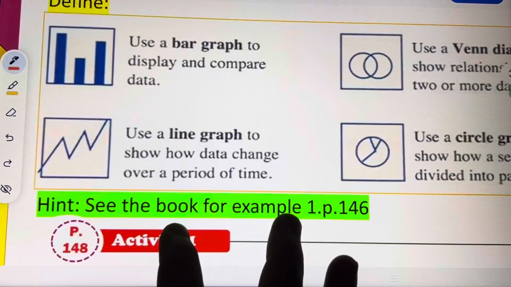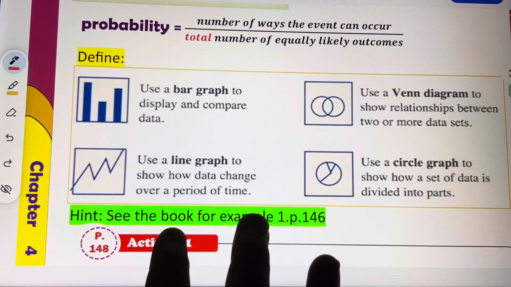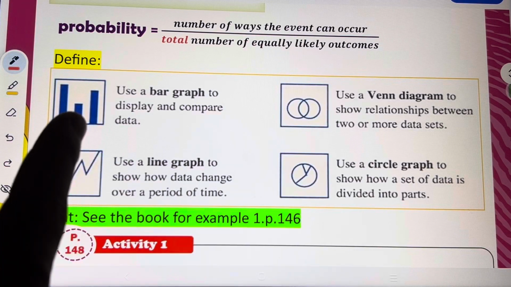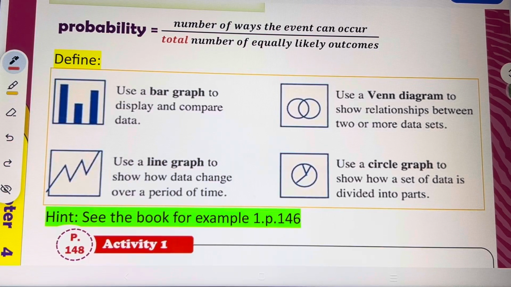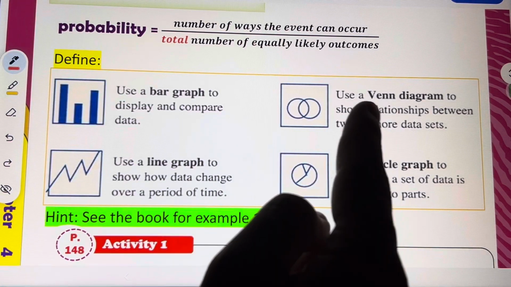First one is going to be the bar graph. So what is a bar graph? The bar graph is used to display and compare data. Okay, and the second one I've got is a Venn diagram.